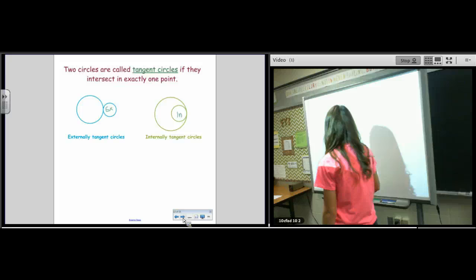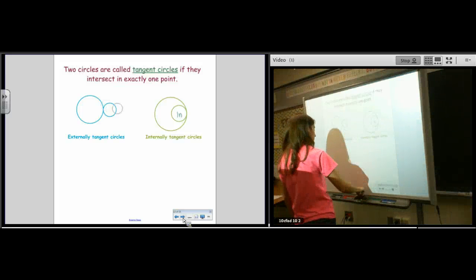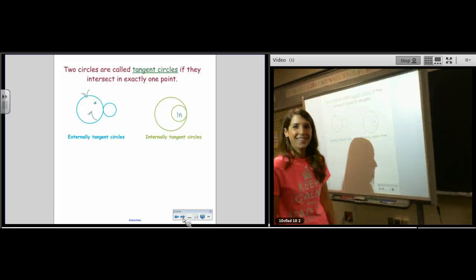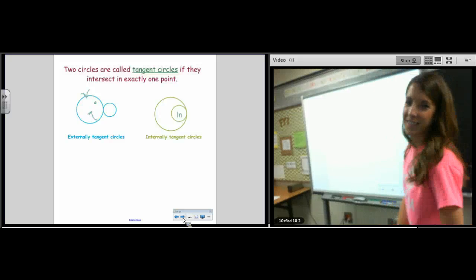Yes? This one kind of looks like a guy with a really big nose. Like his profile, you see it? Oh. Kind of cute. Okay, moving on.